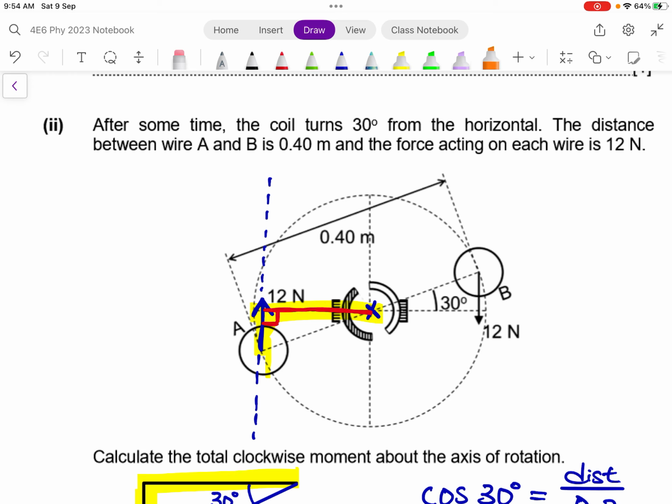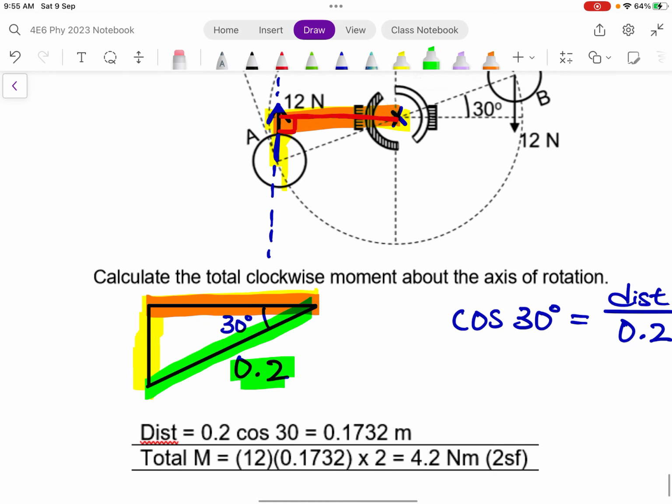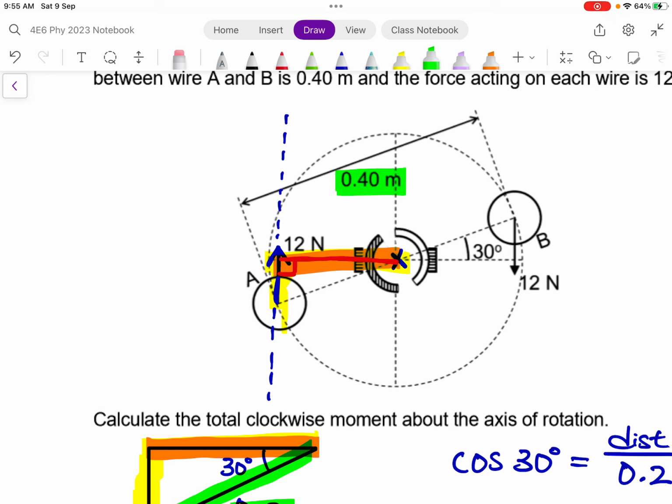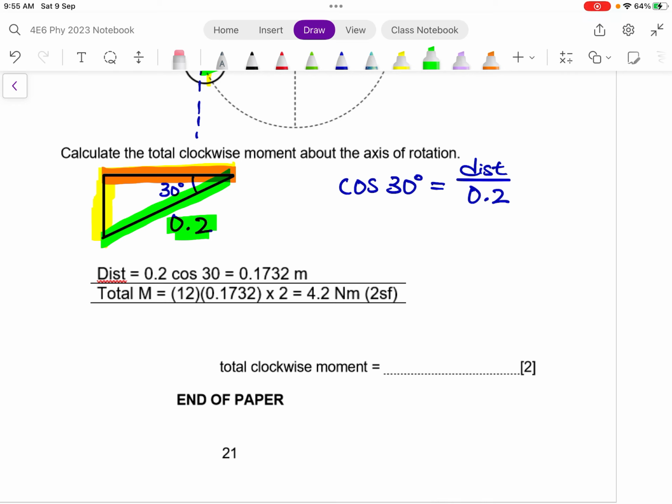So I'm looking out for this orange line. If you take this out, you will see that this orange line forms a right-angled triangle. How do I know that this hypotenuse is 0.2? Because I have given you the diameter of the circle. If the diameter is 0.4, it means that the radius must be 0.2. So if you use your trigonometry, you can find out this orange distance by SOH CAH TOA. After you do that, you would know that your orange line is actually 0.1732 meter.